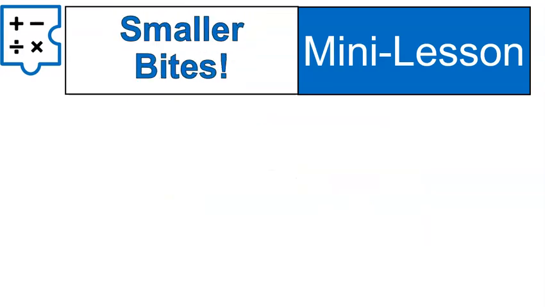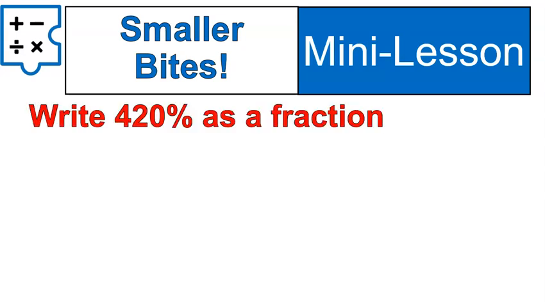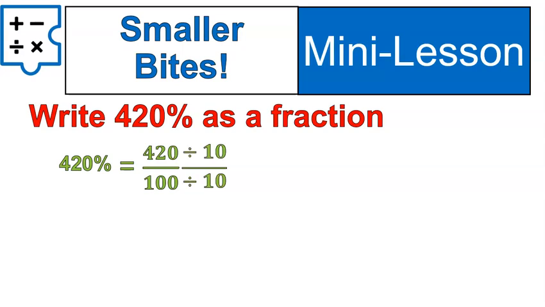And that's to take smaller bites. Let me show you an example. If I'm given 420% and asked to write it as a fraction, I would start off with 420% is 420 over 100. Now, instead of listing all the factors of 420 and all the factors of 100, I can look and pick out one pretty big factor. In this case, 10. I know they both are divisible by 10 because they both end in a 0. So I'm going to divide them by 10 to get 42 over 10.